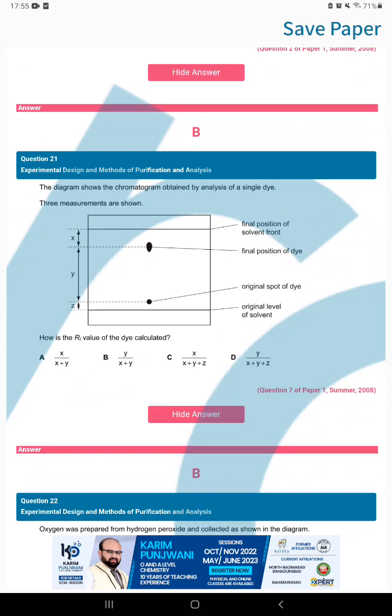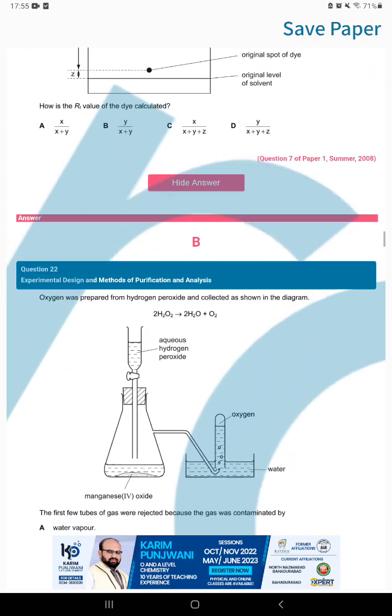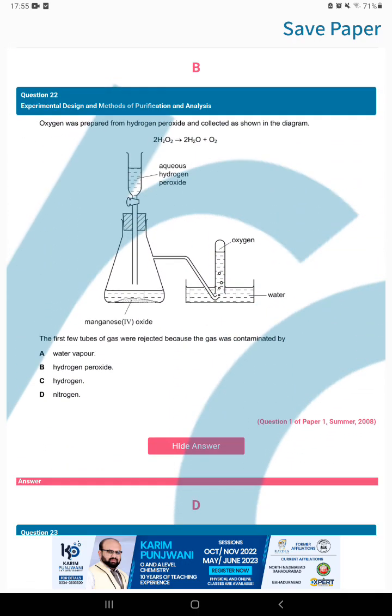The diagram shows the chromatogram obtained by analysis of a single dye. Three measurements are shown. How is the RF value of the dye calculated? I have told you. So, what do you think is the answer? Oxygen was prepared from hydrogen peroxide and collected as shown in the diagram. The first few tubes of gas were rejected because the gas was contaminated by water vapor, hydrogen peroxide, hydrogen, or nitrogen.